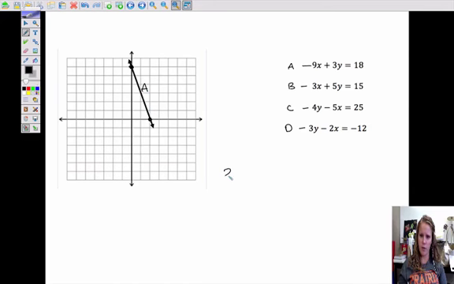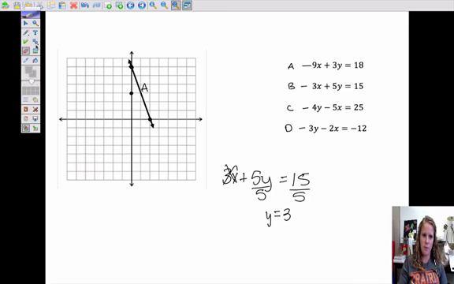I'm going to write it down here. We have 3x plus 5y equals 15. If I make x 0, then 3x is going to be 0. I can divide both sides by 5, and y is going to equal 3, right? So that means my y-intercept is 3.